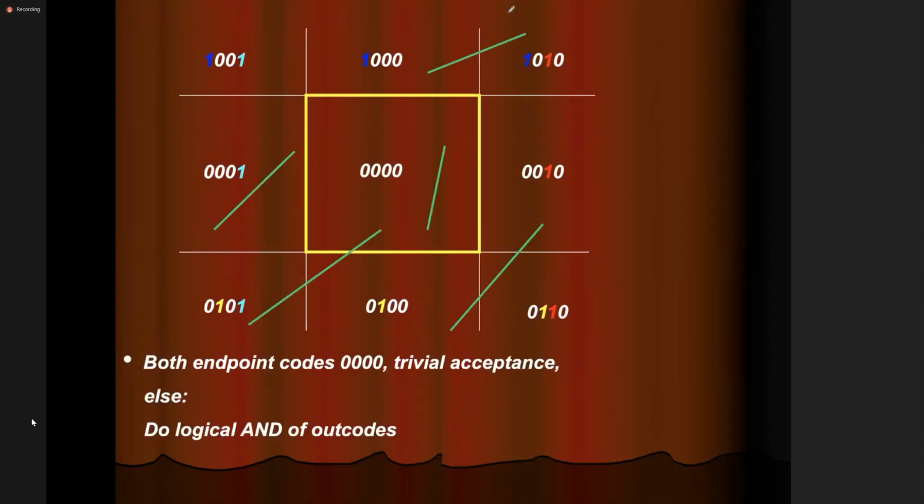Okay, let's consider this set of lines. We know that if there is a line, that line is defined by 2 endpoints.